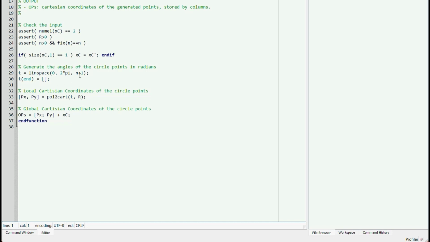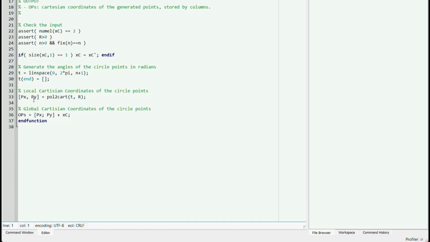We generate a sequence of angles using linspace. It starts with 0 and ends with 2 pi. And we give one plus point, an extra point, the point with the angle 2 pi, because it will coincide with the one with angle 0. And then we eliminate it. And our sequence will contain only n points, not n plus 1. And then we transform the polar coordinates to Cartesian coordinates using pol2cart, and we store the result in px and py. The x coordinates and the y coordinates in two separate variables.